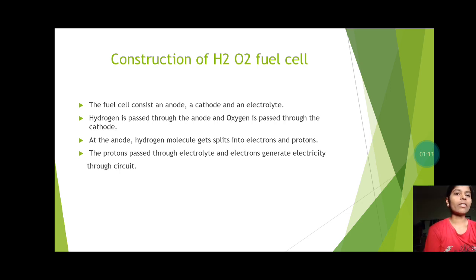This is the construction of the H2O2 fuel cell. First of all, the fuel cell consists of an anode, a cathode and an electrolyte. Hydrogen is passed through the anode and oxygen is passed through the cathode. At the anode, the hydrogen molecule gets split into electrons and protons. The protons pass through the electrolyte and the electrons generate electricity through the circuit.